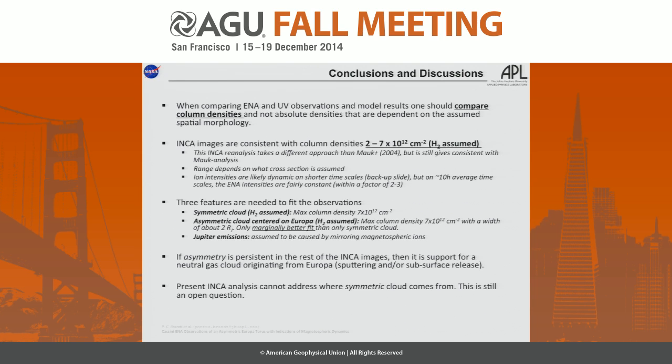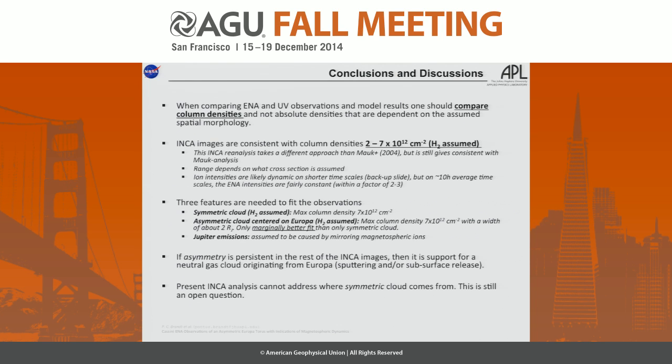Takeaway point here, which I think is important for the coming discussions. When comparing ENA and UV observations and model results, it is my opinion that one should compare column densities and not absolute densities, because absolute densities are dependent on the assumed spatial morphology and spatial morphology model. Our results show that the INCA images are indeed consistent with column densities between about 2 to 7 times 10 to the 12 per square centimeter. We assume H2.